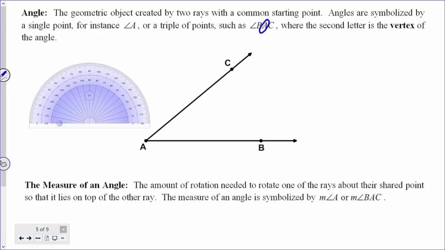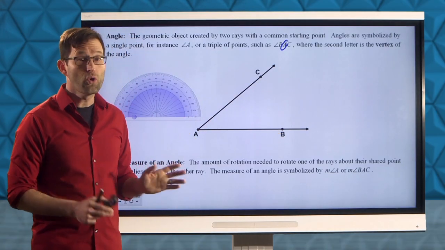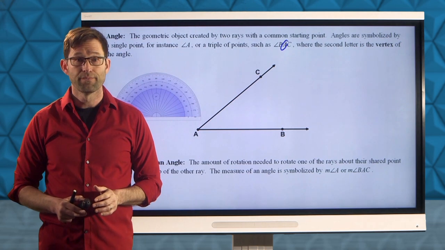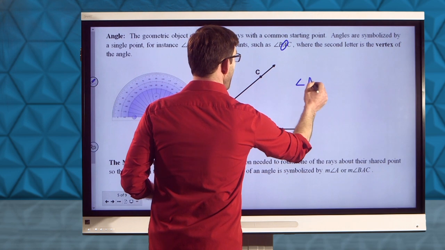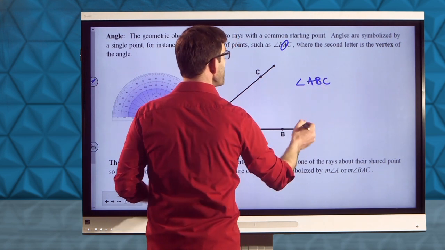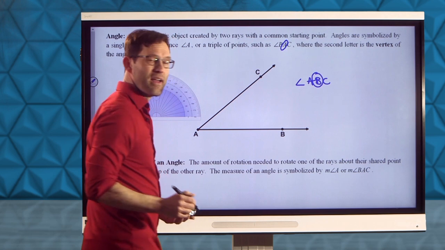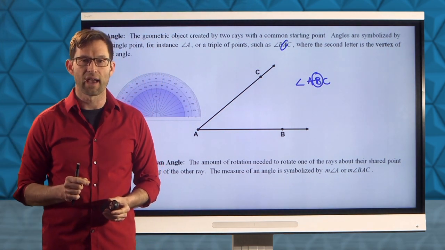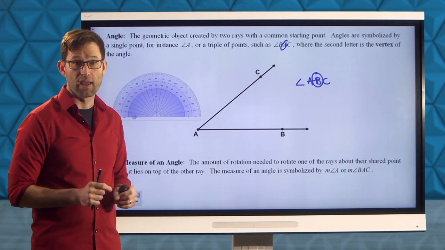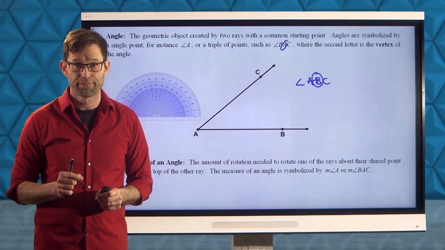All right? So, for instance, here we've got this angle. We could name it as angle A. We could name it angle CAB. We could name it angle BAC. We couldn't name it angle ABC. All right? We would never want to call this thing angle ABC simply because that second letter in our three-letter naming system has to be what's known as the vertex of the angle, where the two rays come together. Very, very critical. All right?